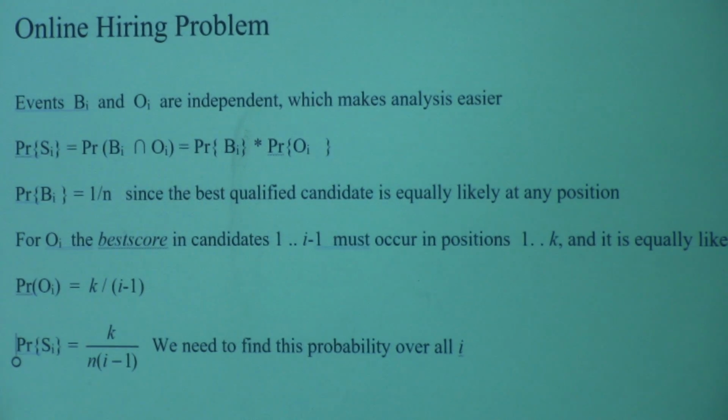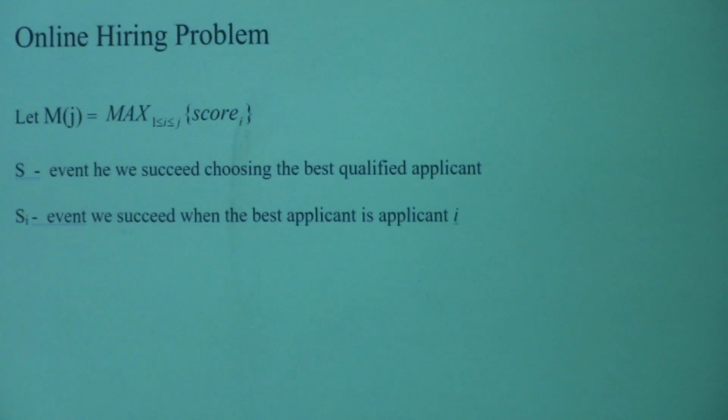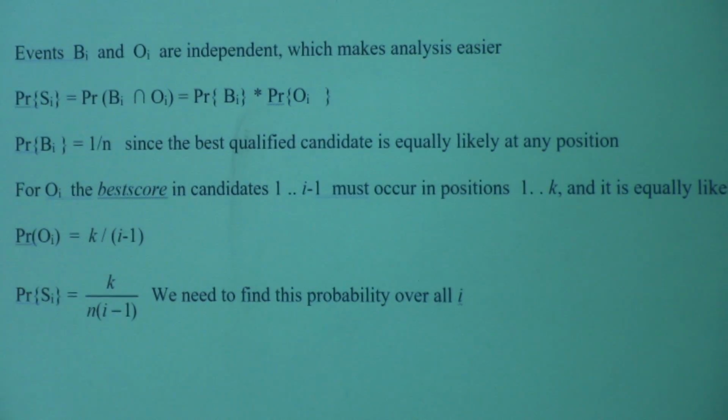Why do we need that? Because the probability of S will equal the summation of the probability of all the S sub i's. This is the probability of S sub i, and I'm going to sum that over i. You understand? That's what I need to do. Okay, let's go to that.